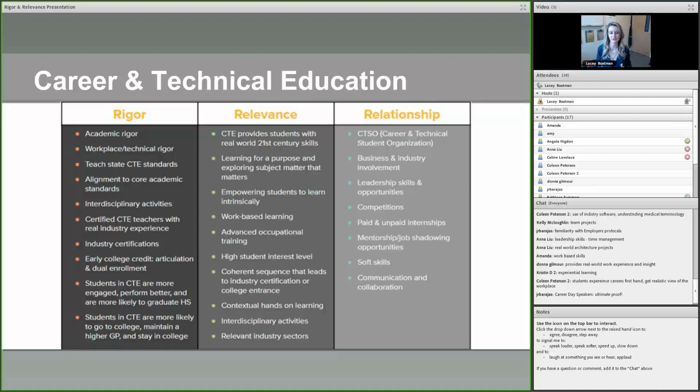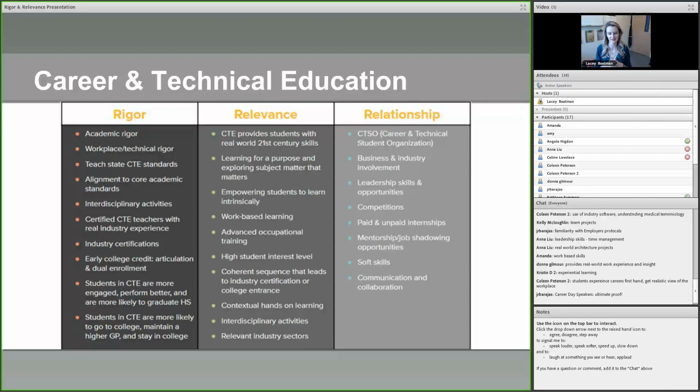CTE empowers students to learn intrinsically. Work-based learning, which we'll talk a little bit more about, is extremely relevant. Advanced occupational training, high student interest level. The fact that usually if a kiddo is in a CTE class, they're somewhat interested, makes that content relevant to them because they're interested in the topic. A coherent sequence that leads to industry certification or college entrance helps with the relevance. Contextual hands-on learning makes the learning more relevant and meaningful.